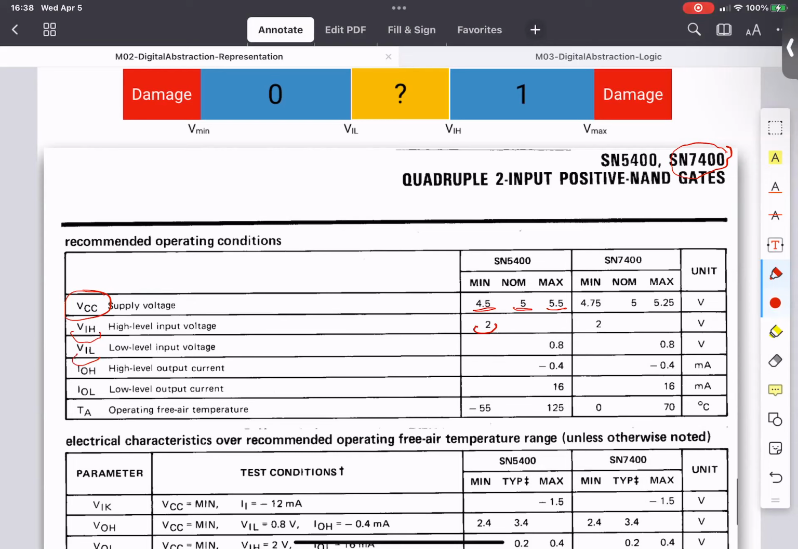VIL is basically on the 0 side. So it's saying as long as the voltage is 0.8 or lower, I'm good to go. Okay, so you'll see these kinds of things.